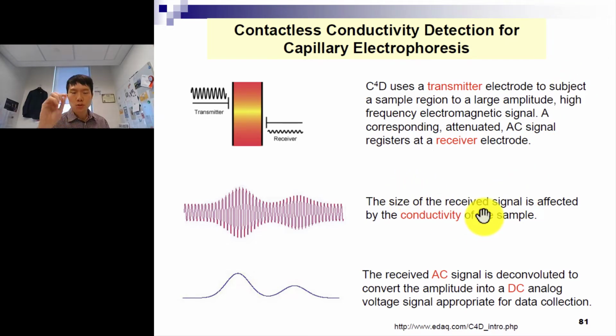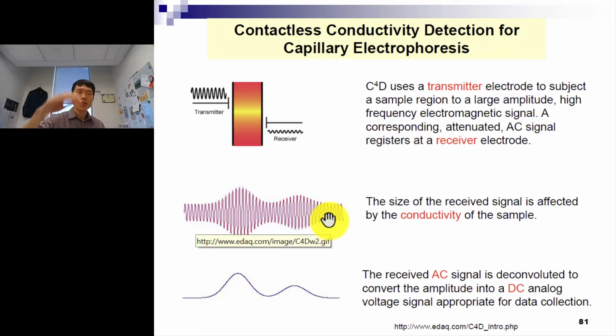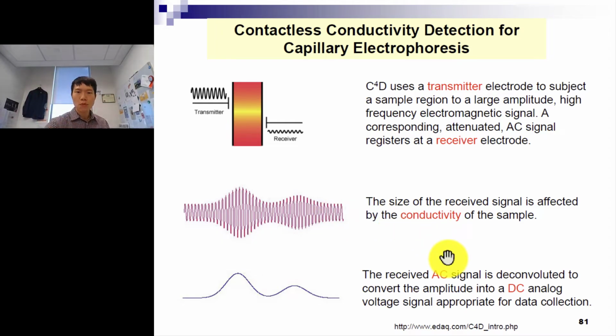And then the size of the received signal at the receiver is caused by the change in the conductivity of a sample. So it's about ion conductivity. Because with AC we have positive and negative amplitude, it's not so easy to read. They will be deconvoluted, simplified into a modulus amplitude in a DC manner, so that we can see it and do data collection.